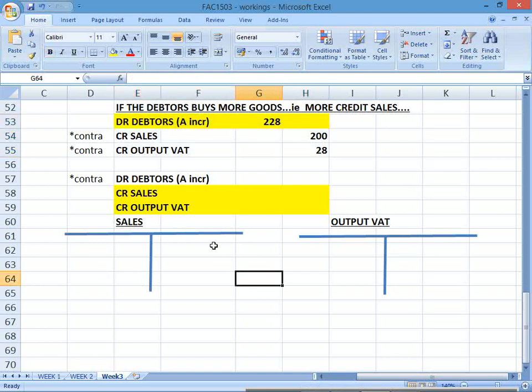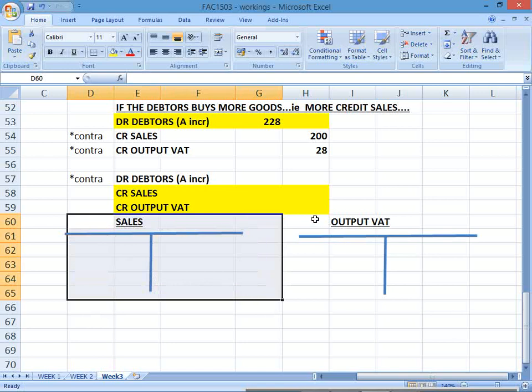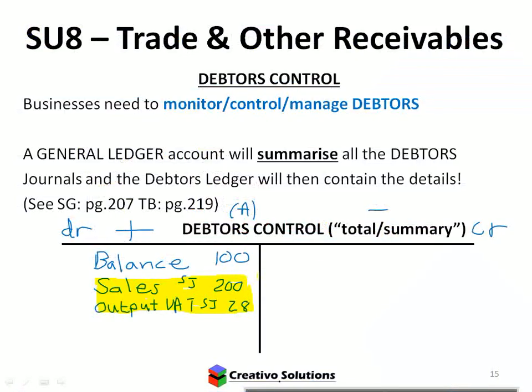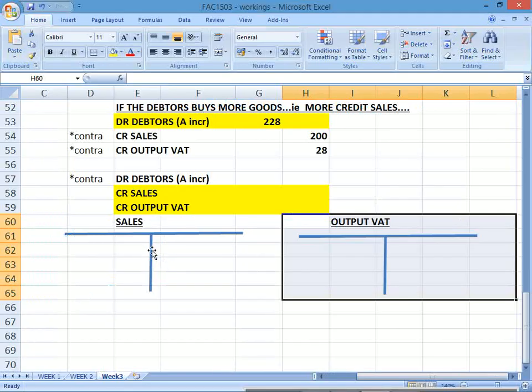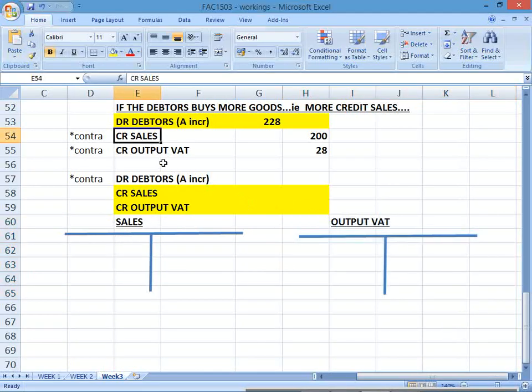Just to show you the other half, what am I going to show in sales and output VAT? Well, if I'm debiting the debtors, which is this account, what am I going to do to the sales and output? Credit. So let's highlight that in green. So here I'm going to have a credit and a credit.